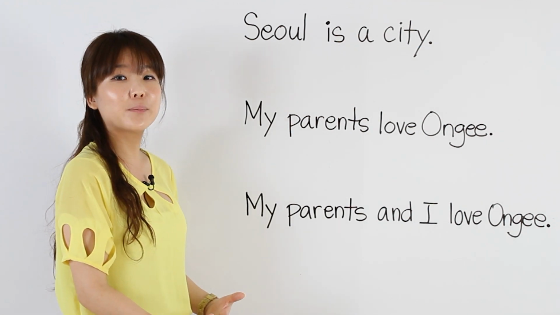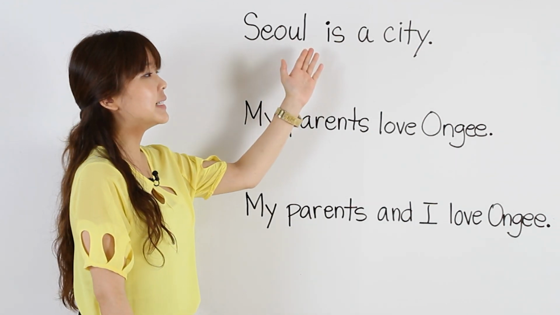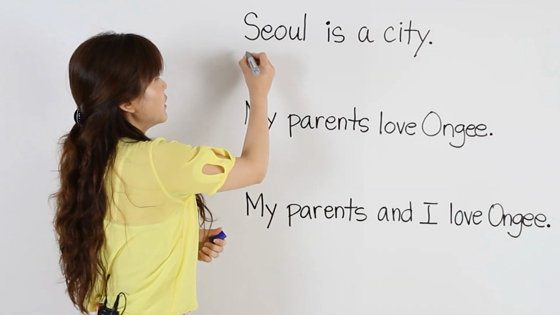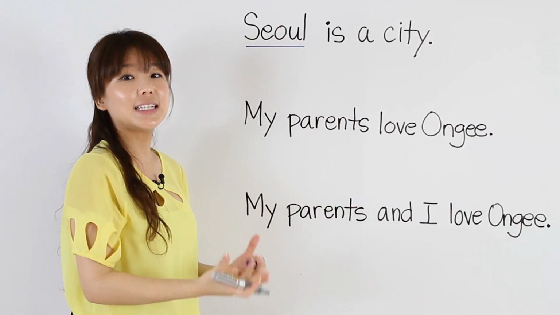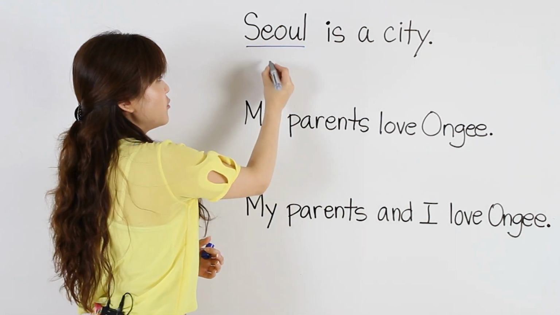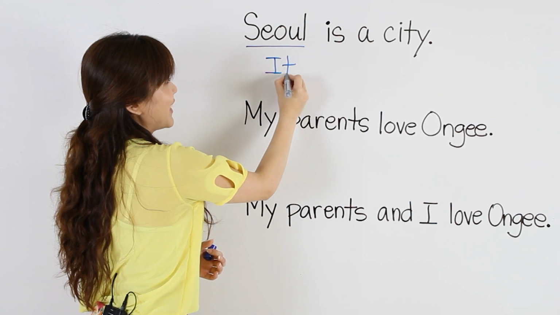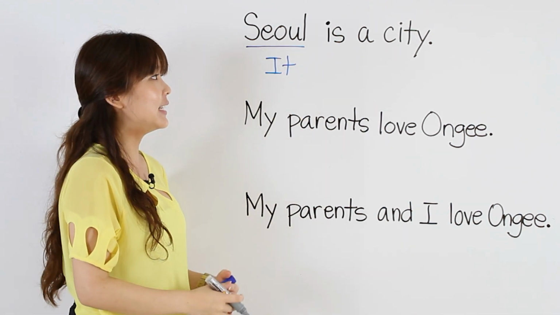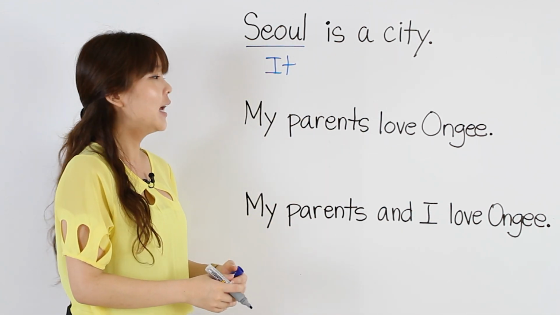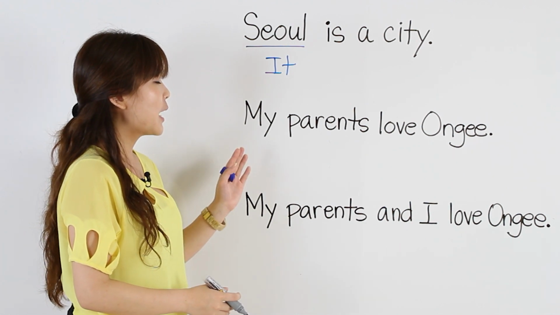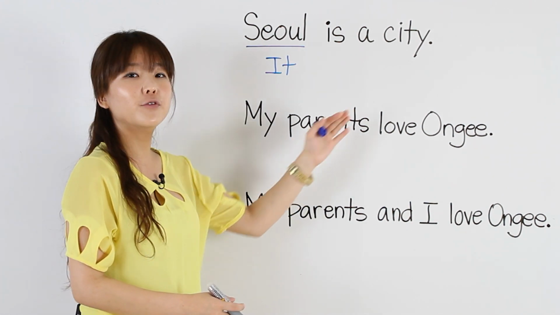The first example says, Seoul is a city. Now, Seoul is a place. Okay, so we have to use the subjective pronoun it. It is a city. The next example says, my parents love 옹이.